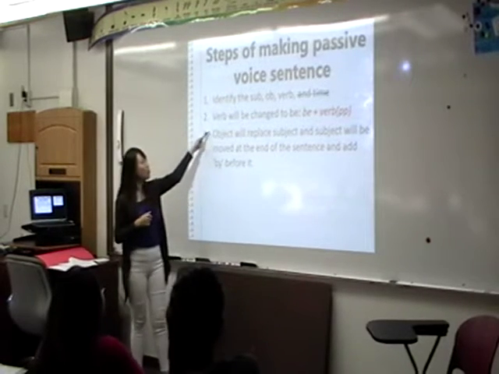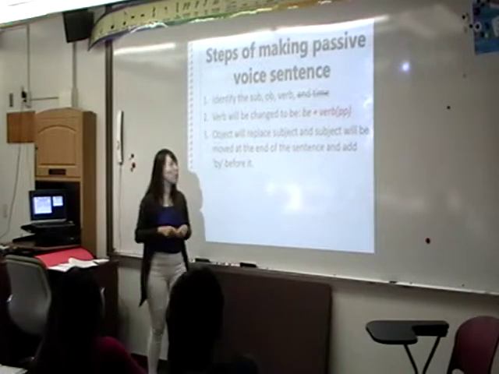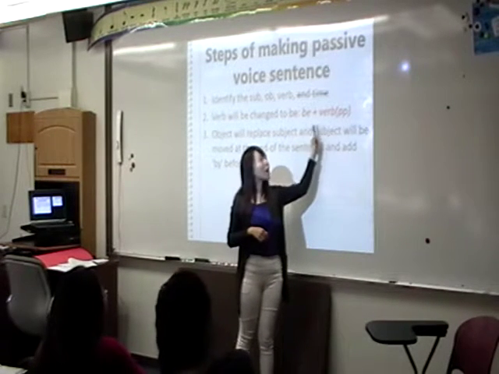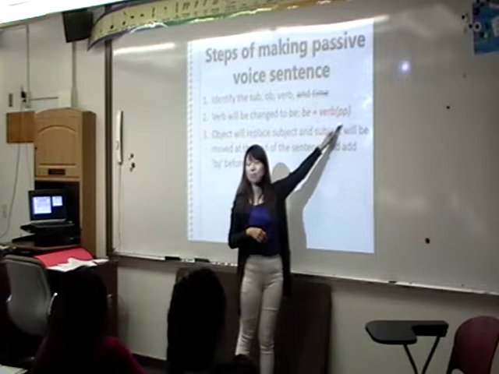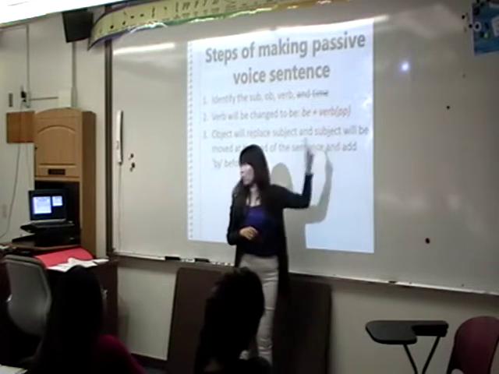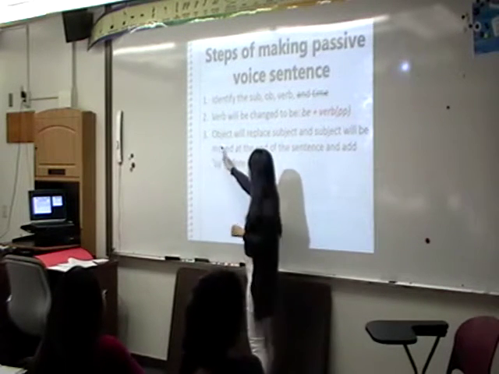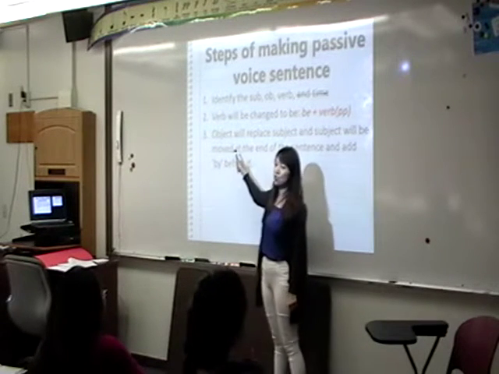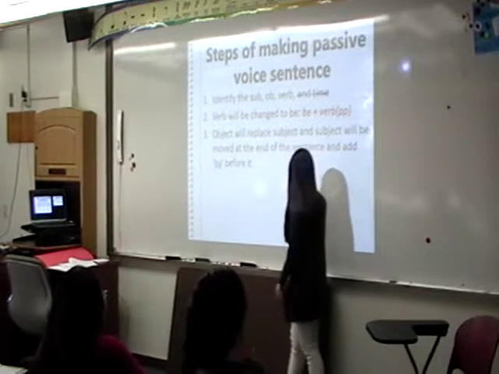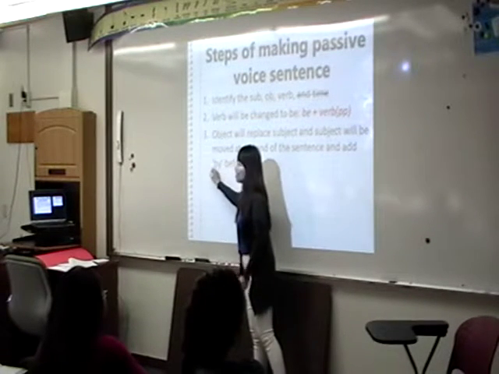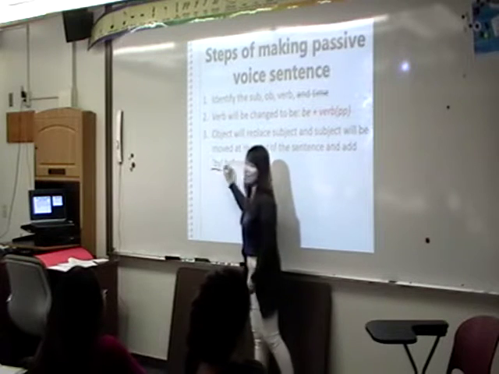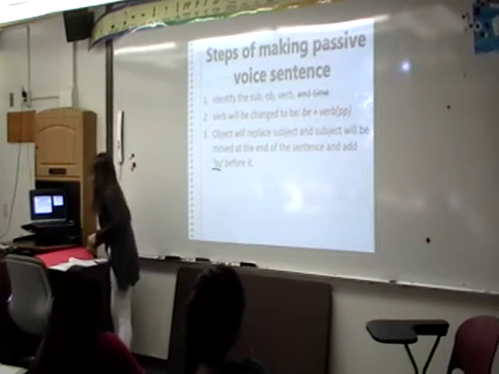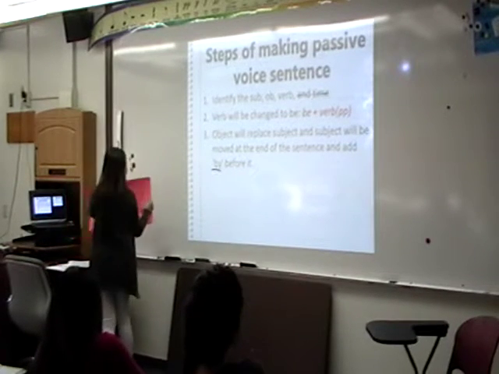And second step, we need to change the verb to be what pattern? Be and verb, but in past participle form. And the third step is the object will replace the subject, and the subject will be moved to the end of the sentence. And we will need to add, what do we need to add? By. Very good. So I will post this.